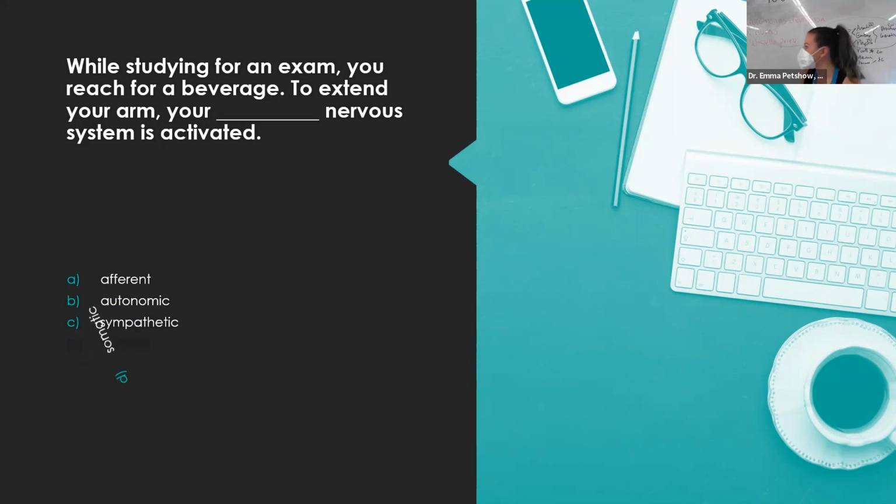Yes, D. Somatic nervous system is your voluntarily controlled nervous system that's involved in muscle contraction. So if you reach for a beverage, any action you're controlling in your brain is going to be your somatic nervous system, which is a branch of the central or peripheral nervous system. Peripheral, absolutely. Good.